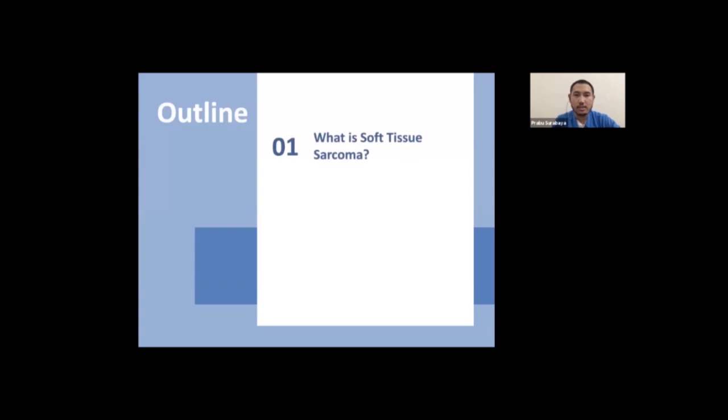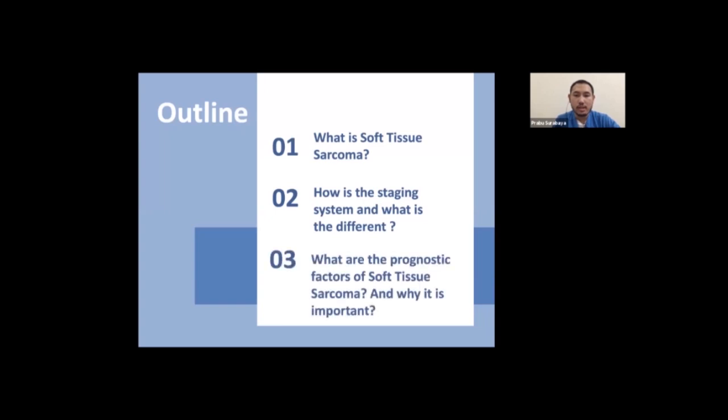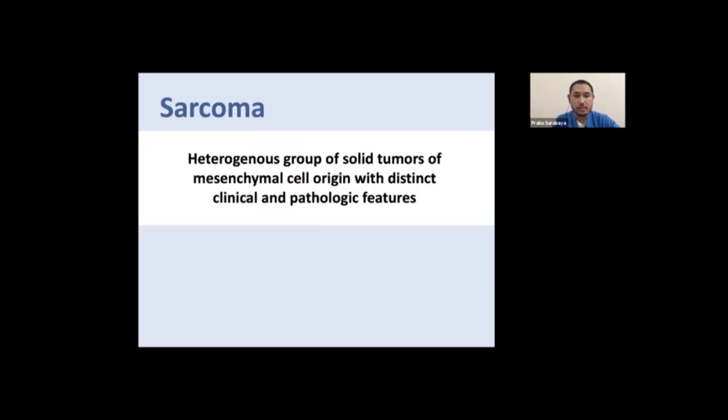First of all is what is soft tissue sarcoma. Second is what is the staging system and what is the difference. And third, what is the prognostic factor of soft tissue sarcoma and why it is so very important. Now, the first one is sarcoma. Sarcoma is a group of solid tumors of mesenchymal cell origin that have very distinct clinical and pathologic features.